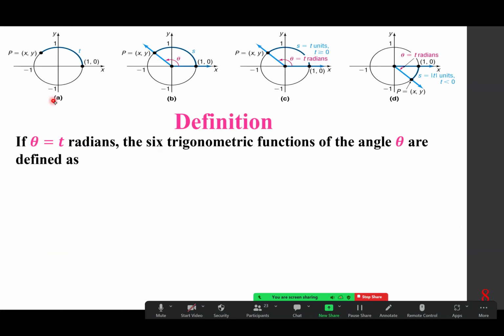So again, we are looking at various angles. So this theta covers this t. S equals r theta. S is the arc length. Sometimes they call it s, sometimes they call it t. So theta is t radians. Theta is t radians here.